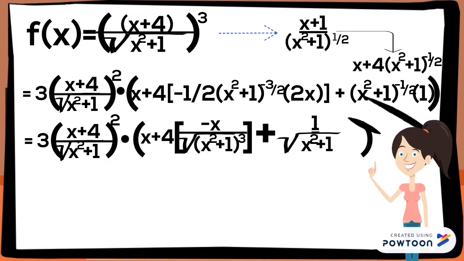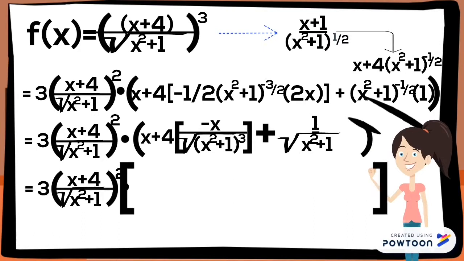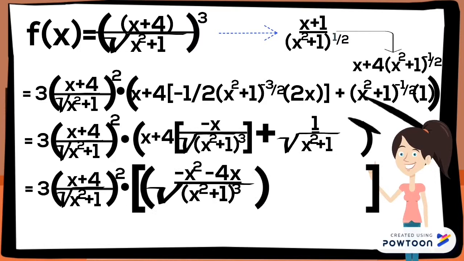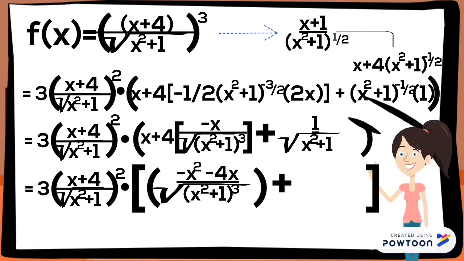You can also write the square root of (x^2 + 1)^3, plus 1 over the square root of x^2 + 1. x + 4 will be then multiplied to -x over the square root of (x^2 + 1)^3, which is now equal to (-x^2 - 4x) over the square root of (x^2 + 1)^3, plus 1 over the square root of x^2 + 1.